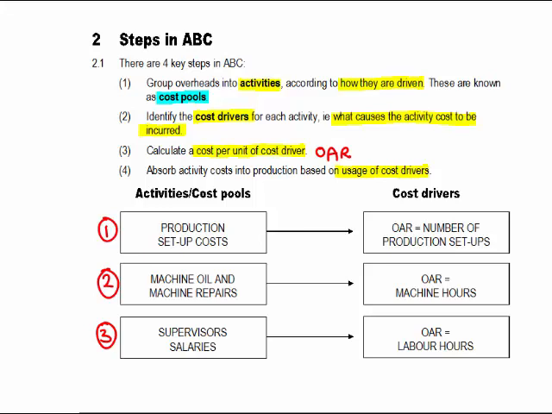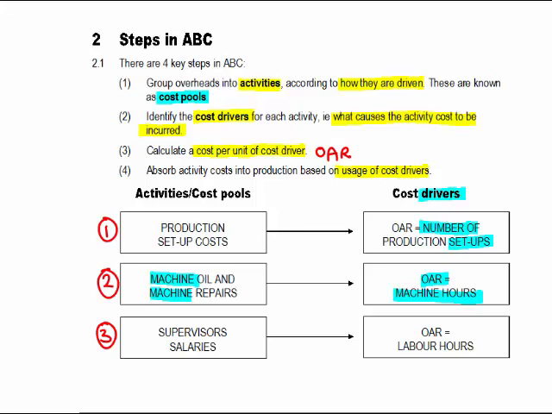Next, we've identified what is causing those costs to actually be incurred. So let's go to the machine oil and machine repairs first of all, and as predicted, we said, well, actually, machine hours could nicely be linked to that. However, the production setup costs, if we're going to actually incur a cost every time we set up the machinery, then the number of setups is going to be the thing that drives that total production cost. So the number of setups is going to be what we use as a cost driver for that particular cost pool.